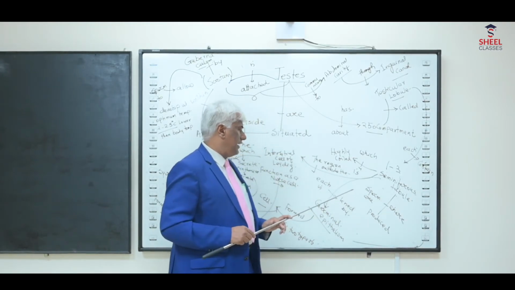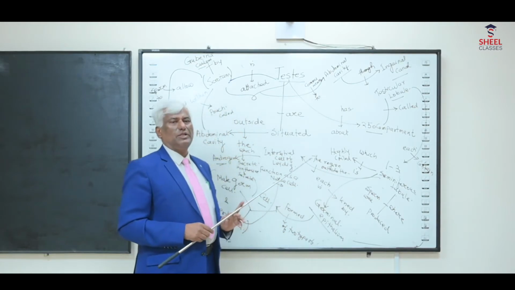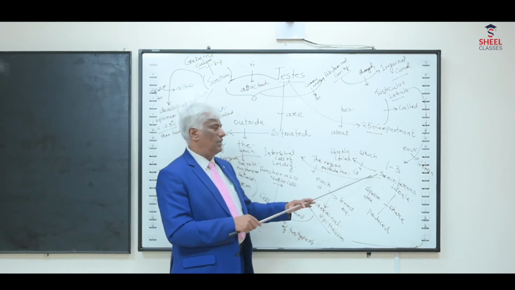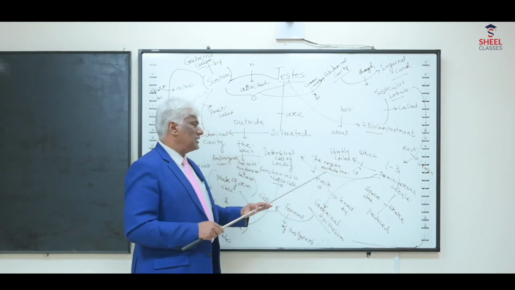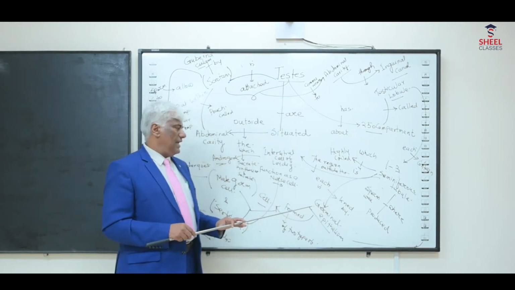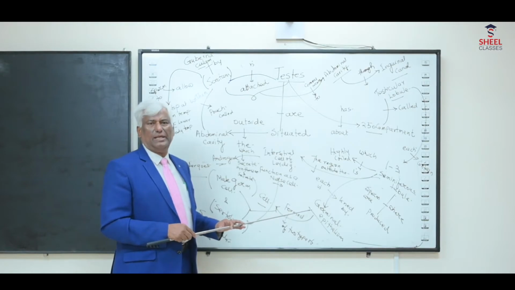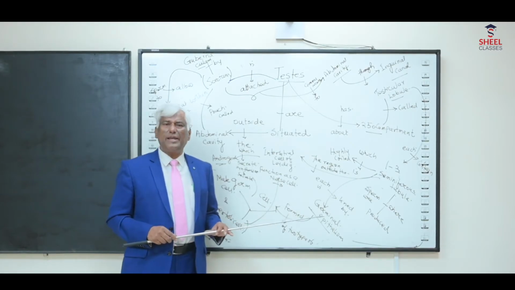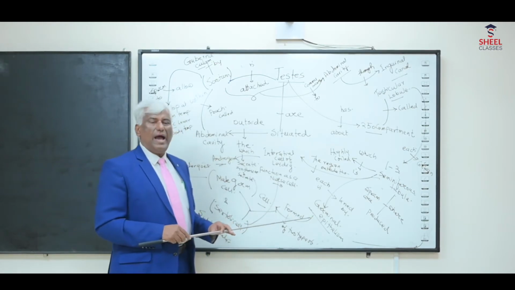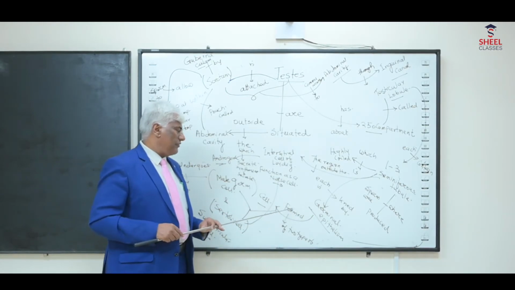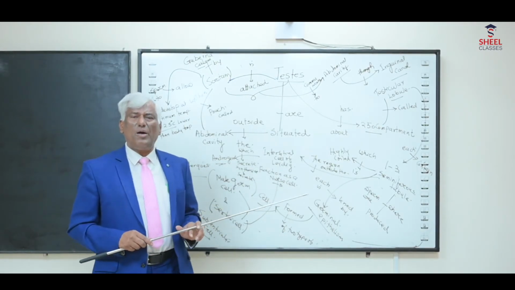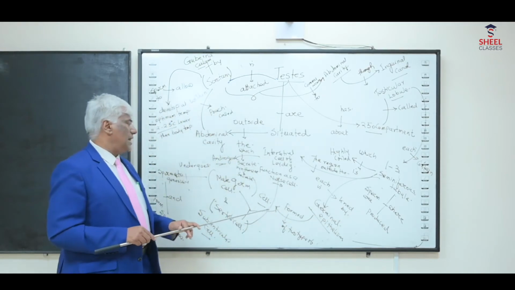So that's a very important point. Next, when you see the histology of the seminiferous tubule, you will see that each seminiferous tubule is lined by a very important layer, and that is what we call the germinal epithelium. Germinal epithelium is formed of 2 types of cells.